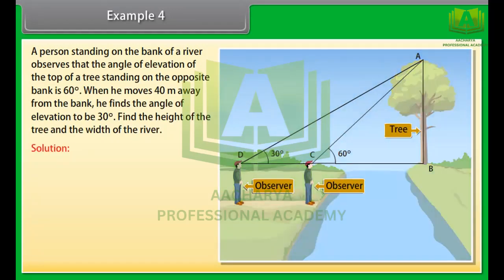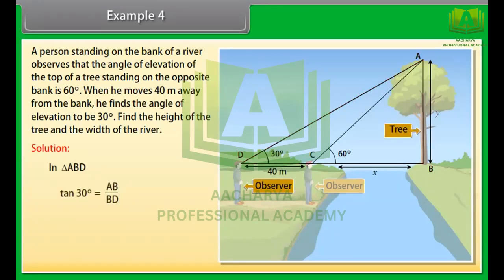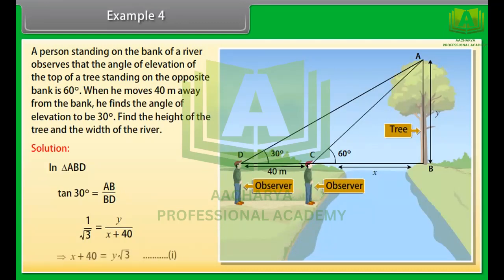Solution. Let height of the tree be y and width of the river be x. CD is equal to 40 meters. In triangle ABD, tan 30 degree is equal to AB upon BD. 1 upon square root of 3 is equal to y upon x plus 40, which implies x plus 40 equals y into square root of 3. Equation 1.